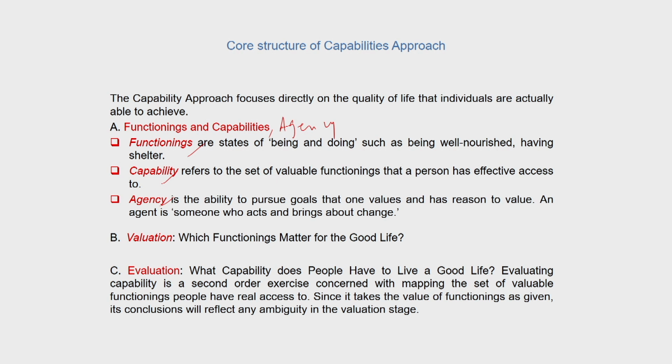If one has to give a definition of functionings, very briefly put, it refers to states of being and doing, such as being well nourished or having shelter. So, when we say that the mortality rate of a country is such and such, or that we have reduced morbidity in this country to such and such a level, what we are referring to is the level of functionings achieved within a country.